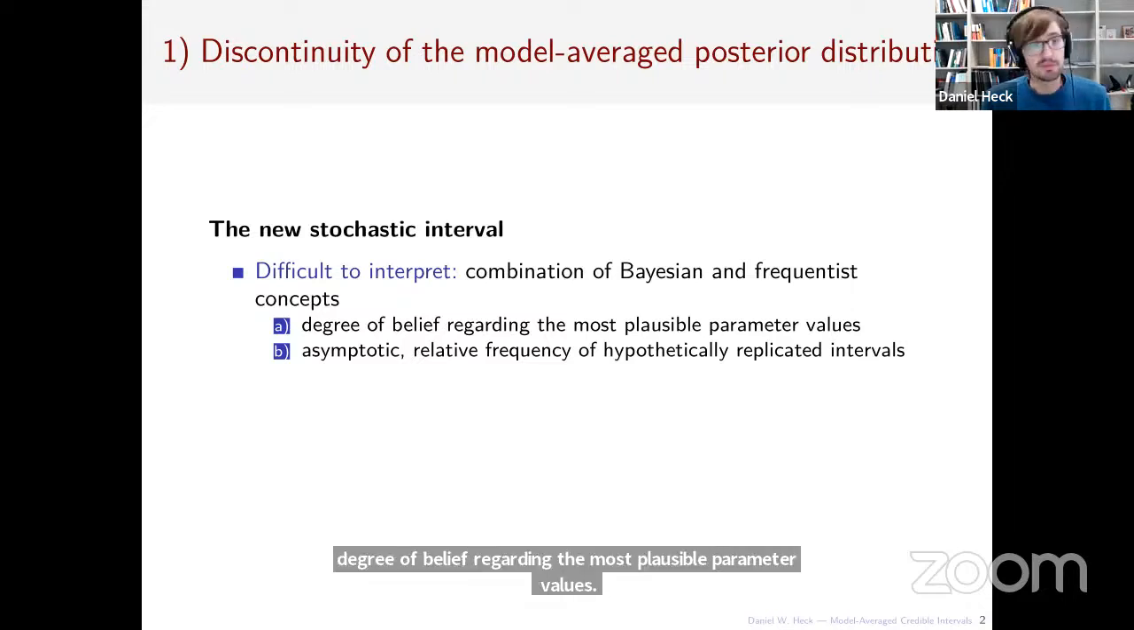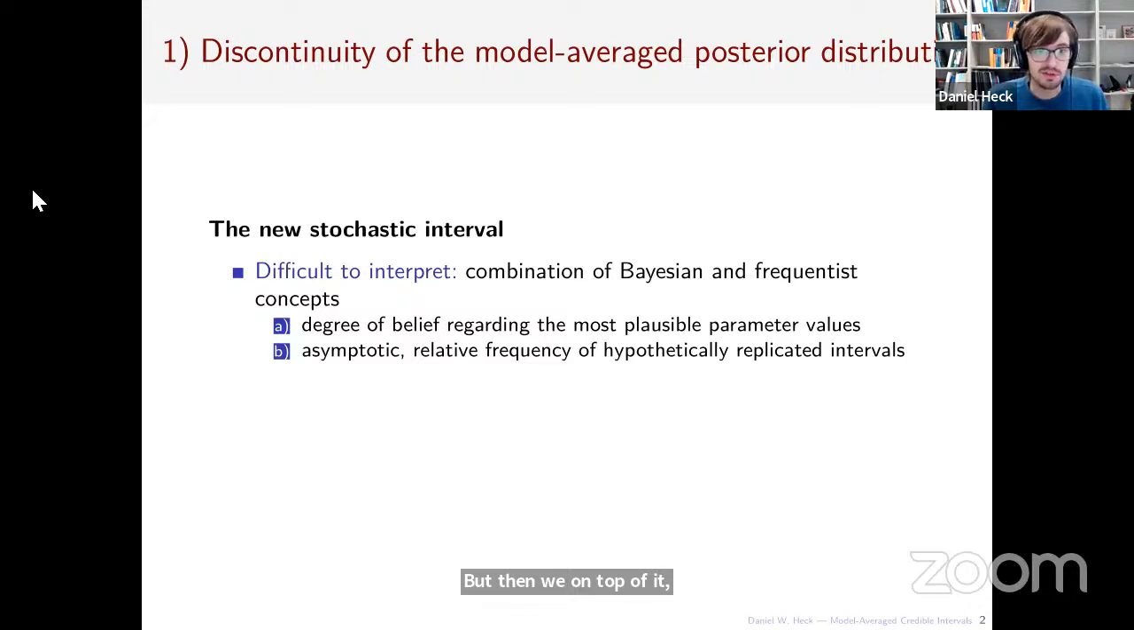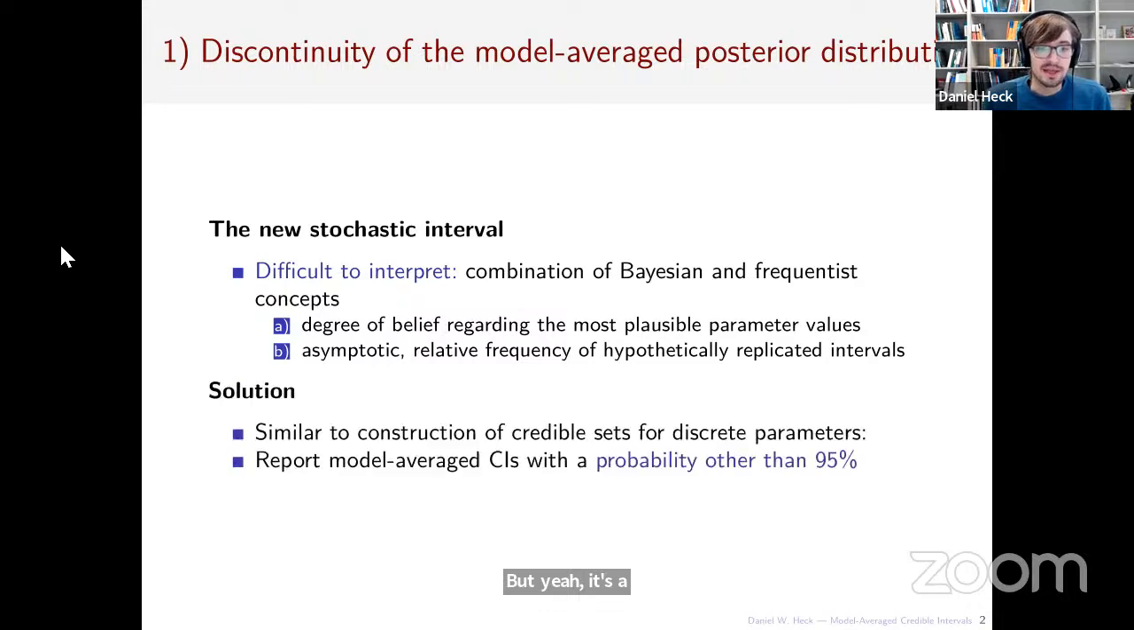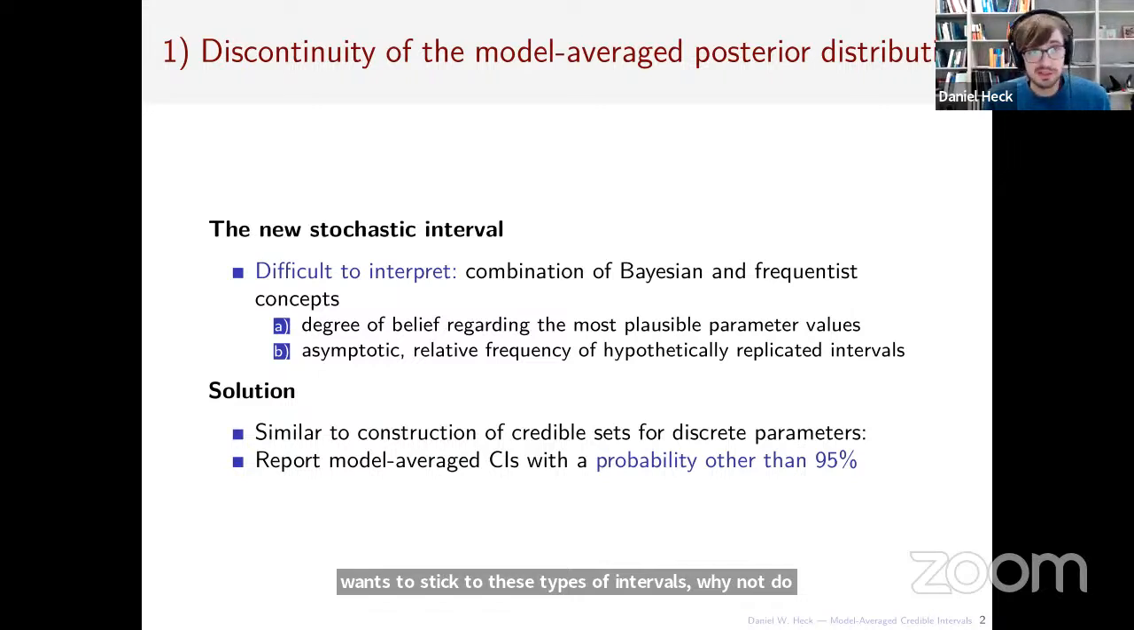But then on top of it, we build in this asymptotic algorithm where we flip our beliefs, similar to a coin flip, in a way that is asymptotically appropriate. But it's a very weird, difficult thing to think about. And I think there's a very similar solution. If one wants to stick to these types of intervals, why not do the same as one would do with discrete parameters, where we have credible sets?